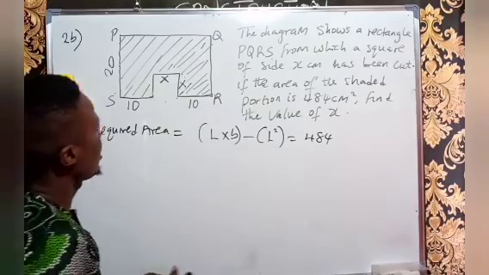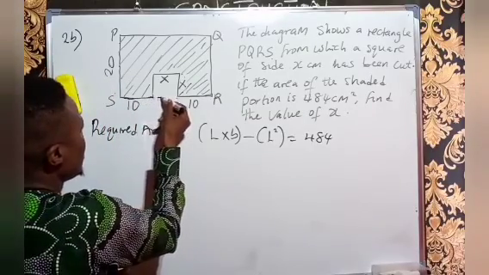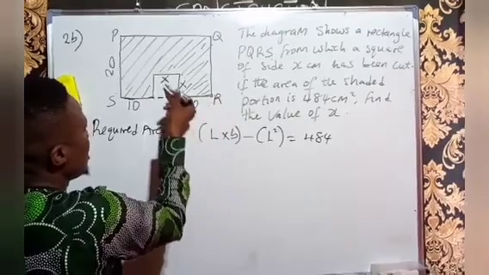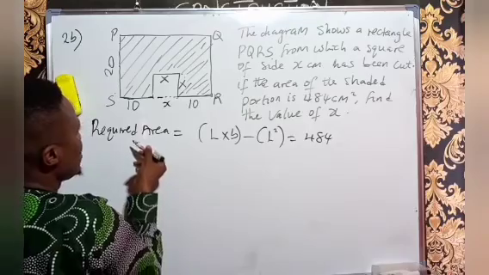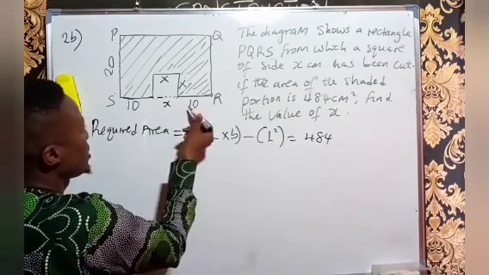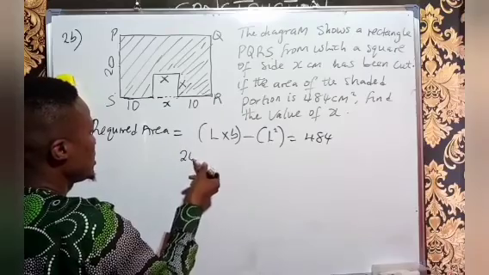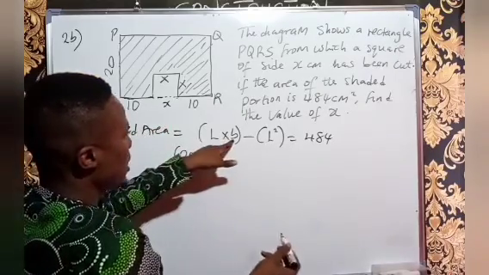The length of this rectangle is from here to here, and opposite sides are equal. If here is x, here is x. So the total length of the rectangle is 10 plus x plus 10, and 10 plus 10 is 20. So the length is now 20 plus x. Okay, multiply by the breadth.